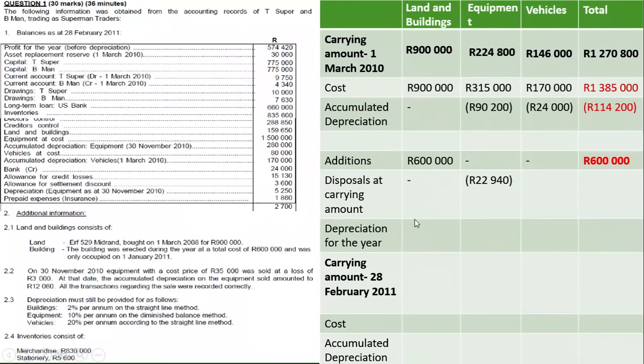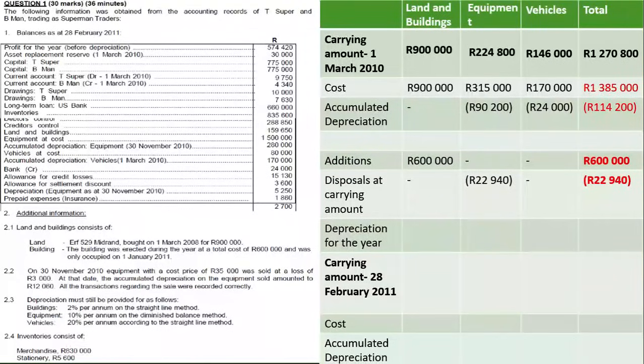What about vehicles? Did we have any disposal of vehicles? We know that in additional information, as we can see, we did not have anything on vehicles, so we did not dispose of any vehicle. So we put a dash there, and then we put our total there, which was only the disposal of equipment. Put it 22,940 rand, and it's in brackets because it's a disposal.